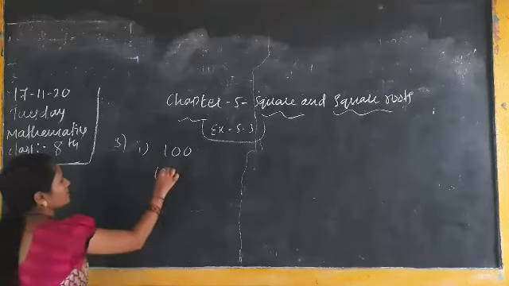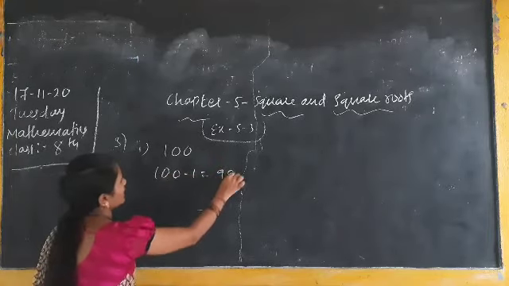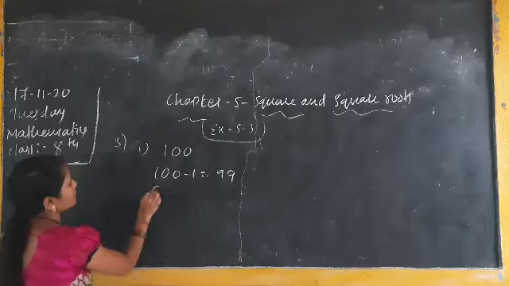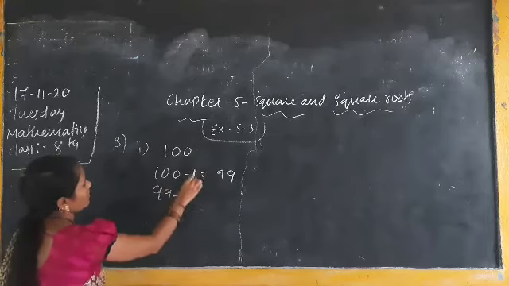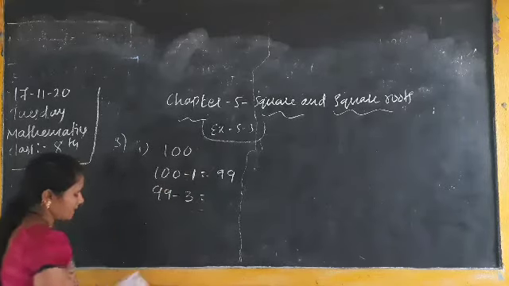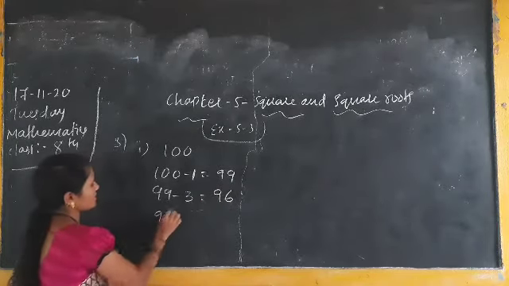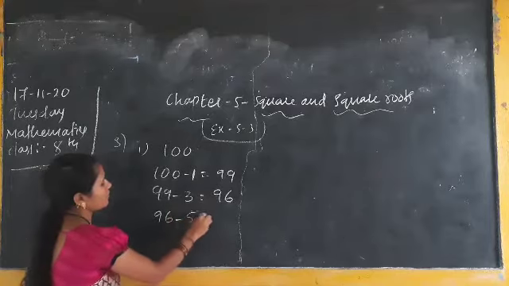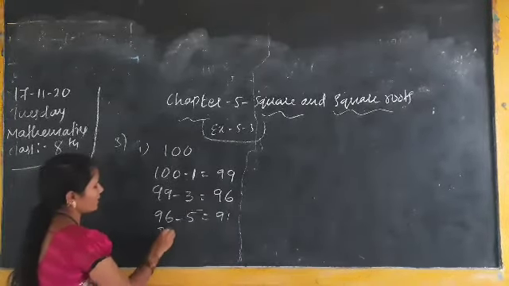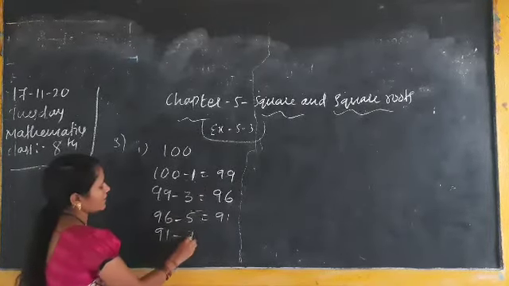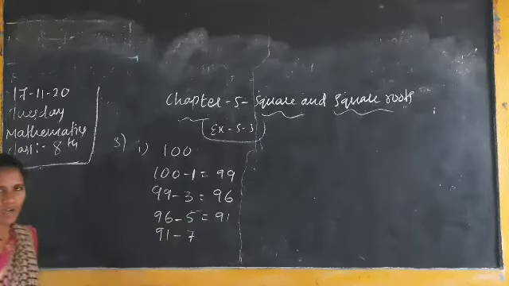Take odd numbers: 100 minus 1, you get 99. Next, take 99. 1 is the odd number, next you take 3. 99 minus 3 gives 96. Next 96, after 3 comes 5, you get 91. Next 91, then 7. You just have to take odd numbers.